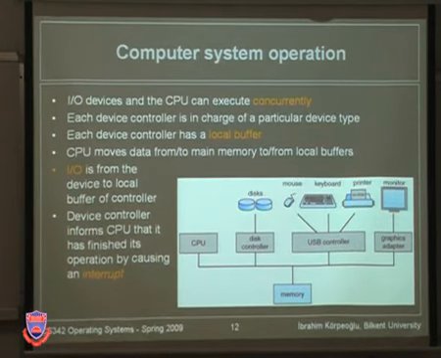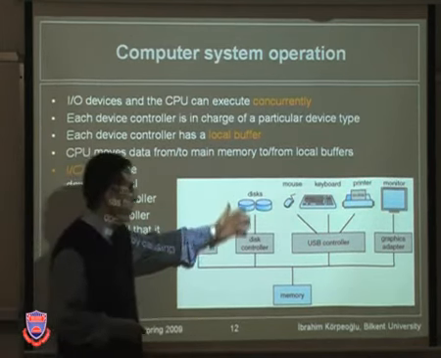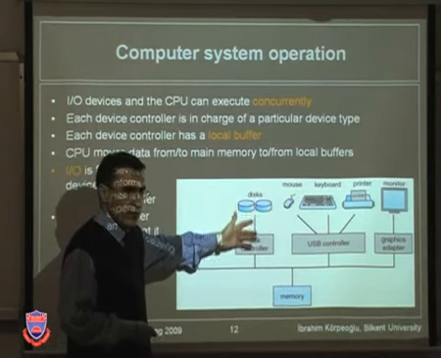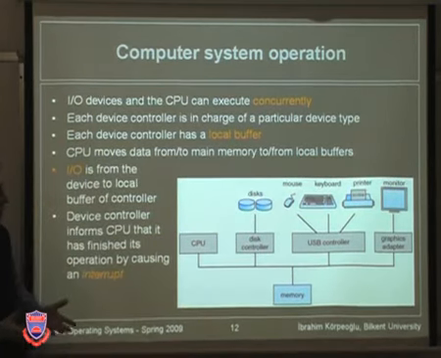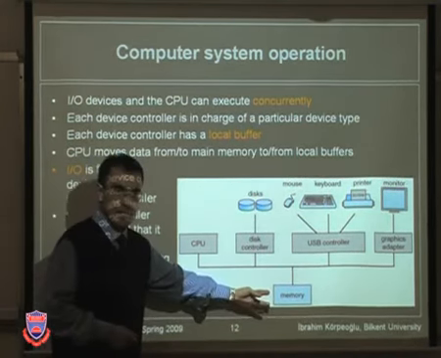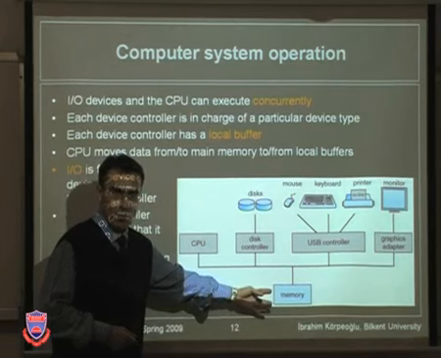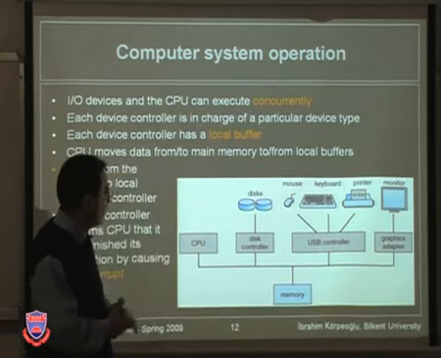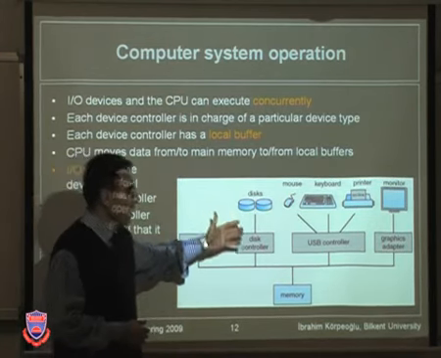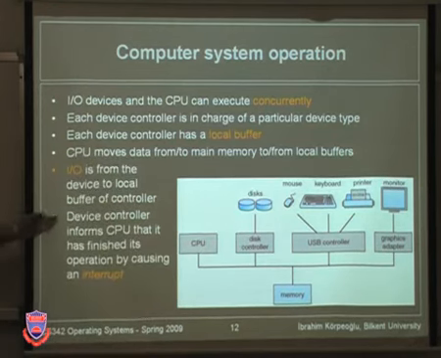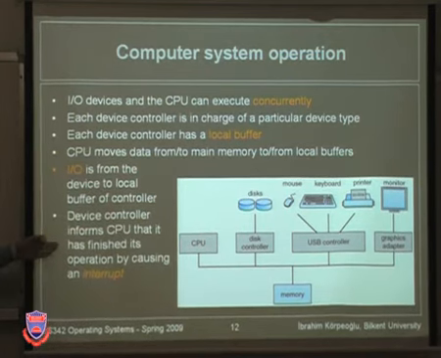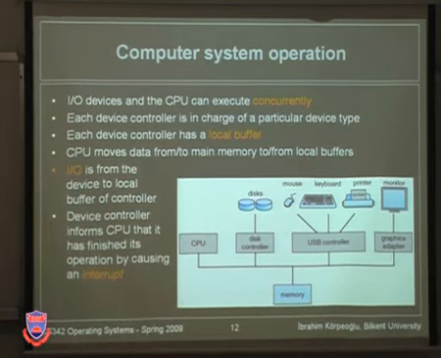So, for example, when the device controller is doing I/O with the respective device, and that I/O is finished, there might be an application that is waiting for an event indicating that the I/O operation has finished. Therefore, the device controller informs the CPU that the operation is finished. How? By causing an interrupt.